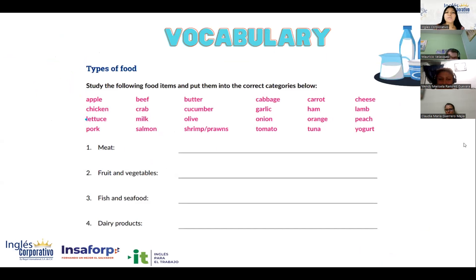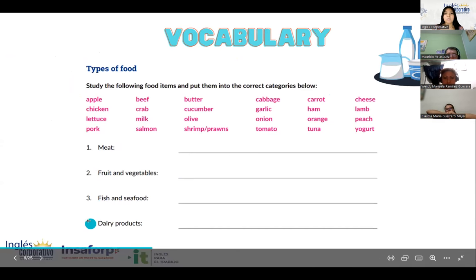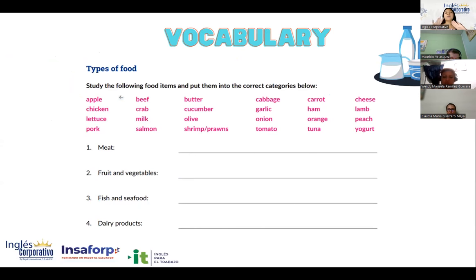So in this case, what we need to do is that we are going to, first of all, decide which of those are meat, which of those are vegetables, which of those are fish and seafood, and then the last one. So in this case, guys, let's see. Let's start with meat. So from the list that we have right here, which of those is meat?